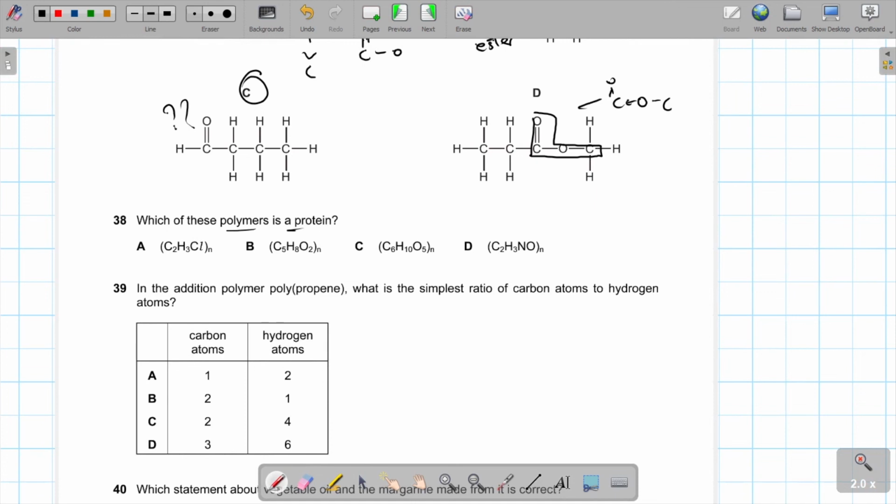Which of these polymers is a protein? So protein is polyamide. So chlorine is definitely not an answer. Yes, we have a nitrogen. So if you draw two C's, 1, 2, 3. So you've got 2 carbon. Okay, so this is not the structure. I'm just trying to draw the structure over here.